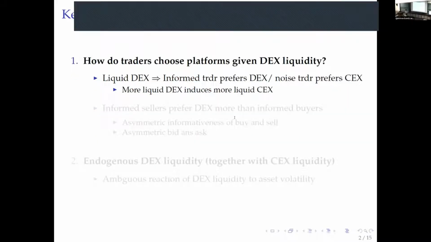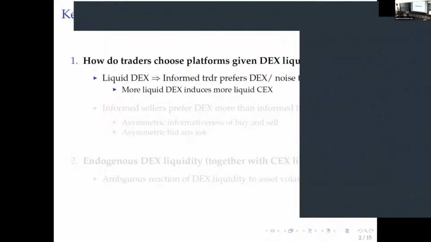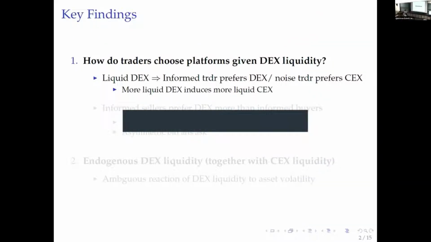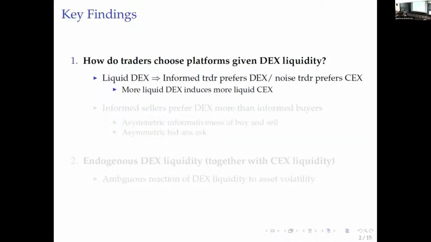And here is a sort of summary of the key findings. So in the first part, we are going to analyze how traders are going to decide on their trading platform given, or maybe if there's some exogenous variation in DX liquidity. And an interesting result here is that we find that informed traders and noise traders are going to exhibit a different reaction to the DX liquidity fluctuation. And because their trading behavior determines the signal to noise ratio on a CX, it is going to affect the CX liquidity as well, or the bid-ask spread on a CX.